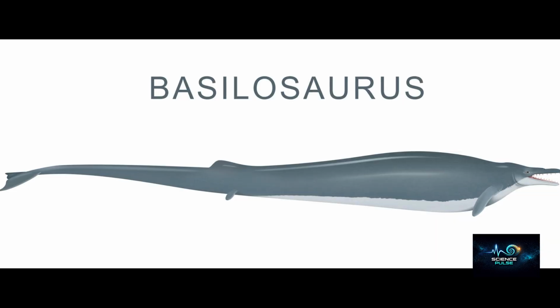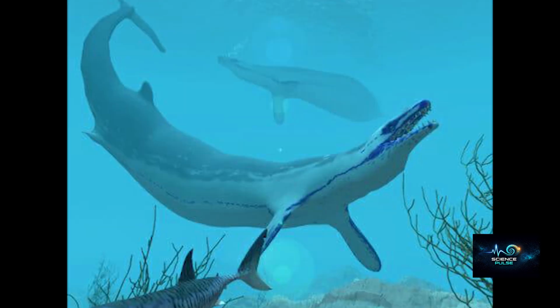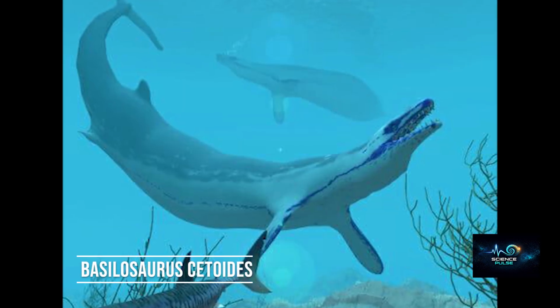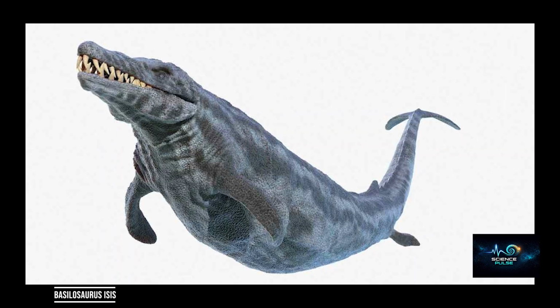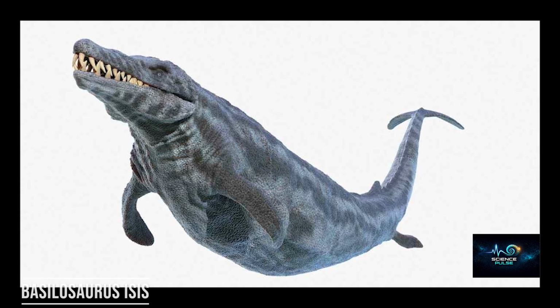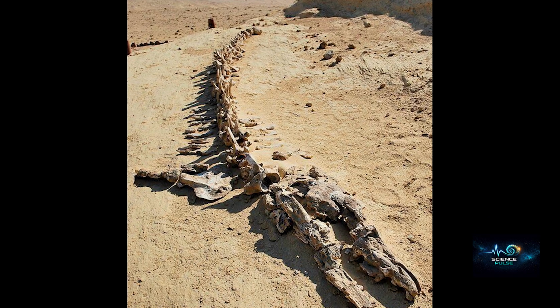Two main species are recognized: Basilosaurus cetoides from North America and Basilosaurus isis from Egypt, the latter known from especially complete remains.